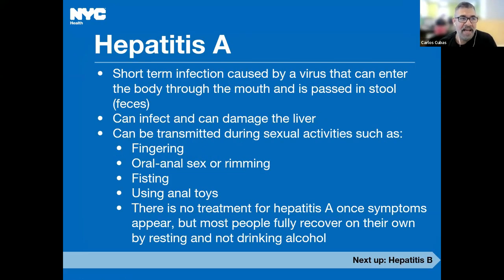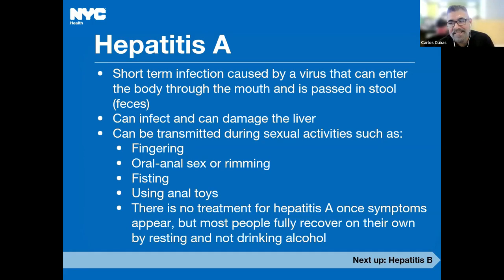We'll move on to hepatitis A. It is a short-term infection caused by a virus that can enter the body through the mouth and is passed in stool. It can infect and damage the liver, and it can be transmitted during sexual activities such as fingering, oral anal sex, or rimming. Rimming is when you're having oral sex with the rectum, putting your mouth to the rectum, fisting, using anal toys. There is no treatment for hepatitis A once symptoms appear, but most people fully recover on their own by resting and not drinking alcohol.